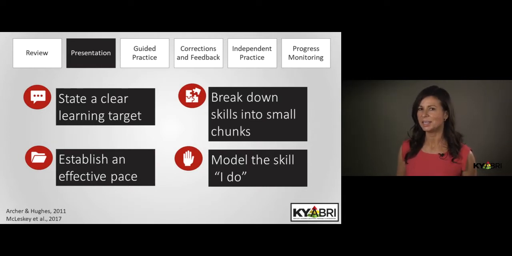Depending on the content, it can be helpful to provide both examples and non-examples. During this presentation phase, the teacher should maintain an effective instructional pace, one that is appropriate for allowing the students to think through the material, but brisk enough to maintain their attention.